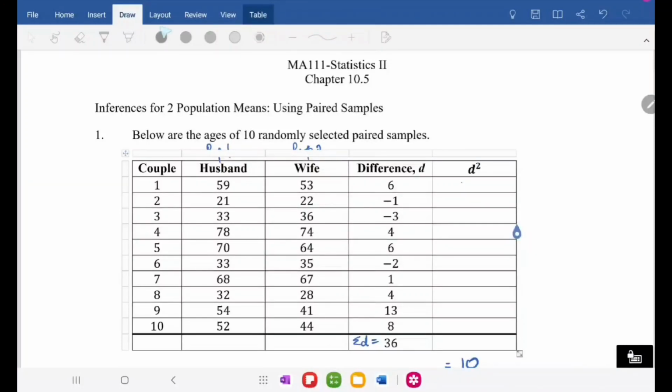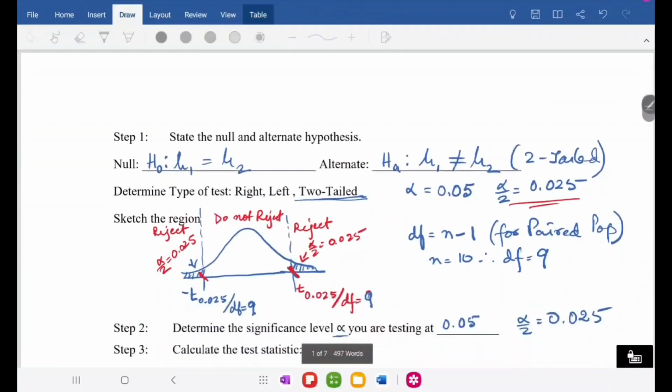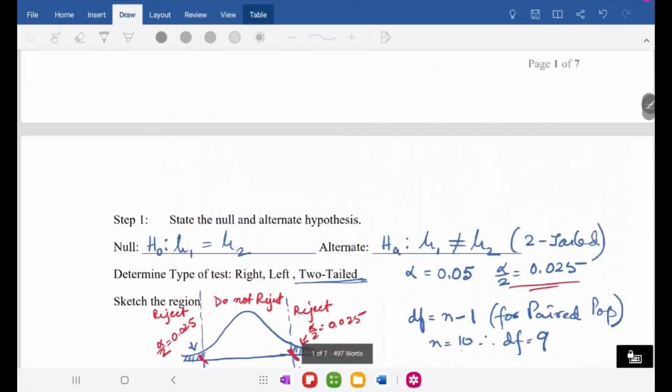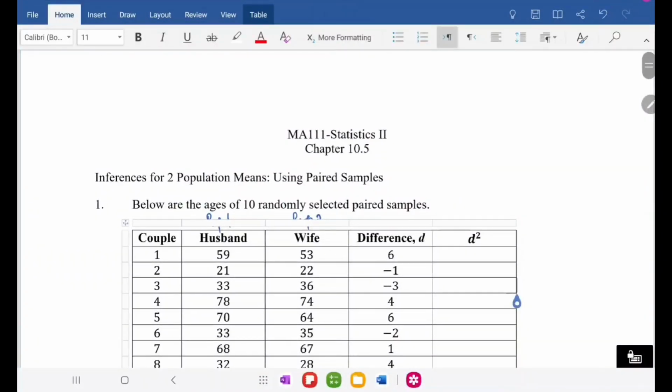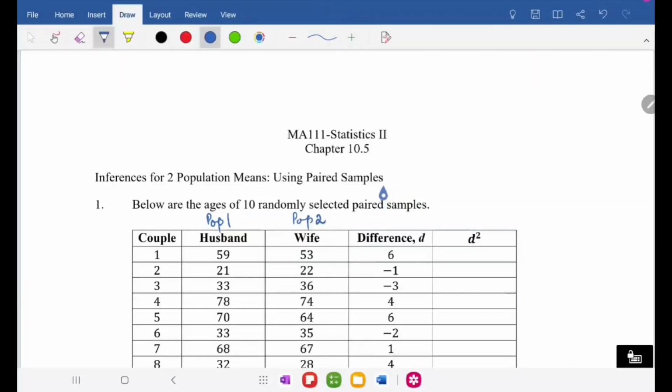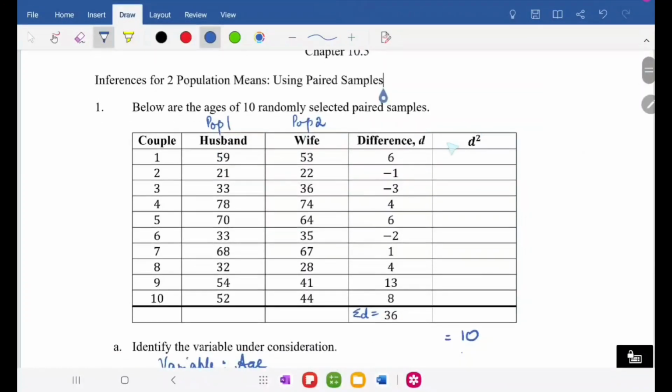Now, whenever you are, just a second, let me get this back here. Right. Okay. Now I'm ready to calculate our D squared values.